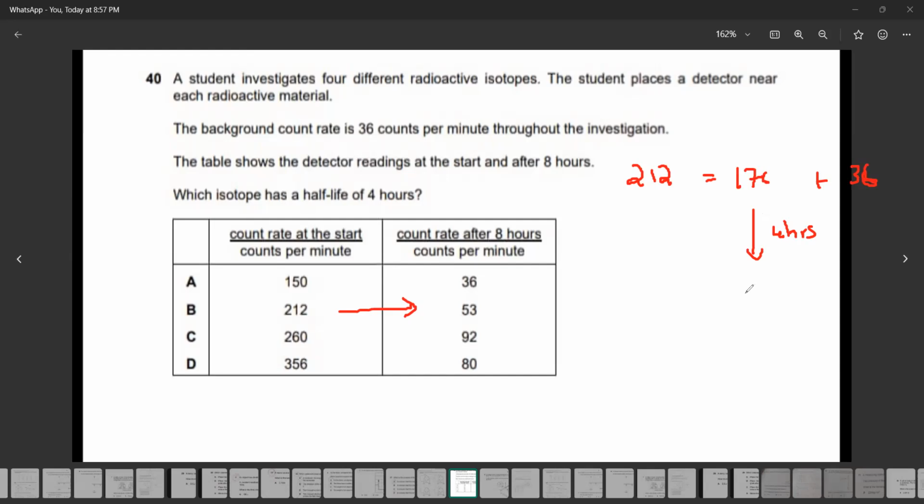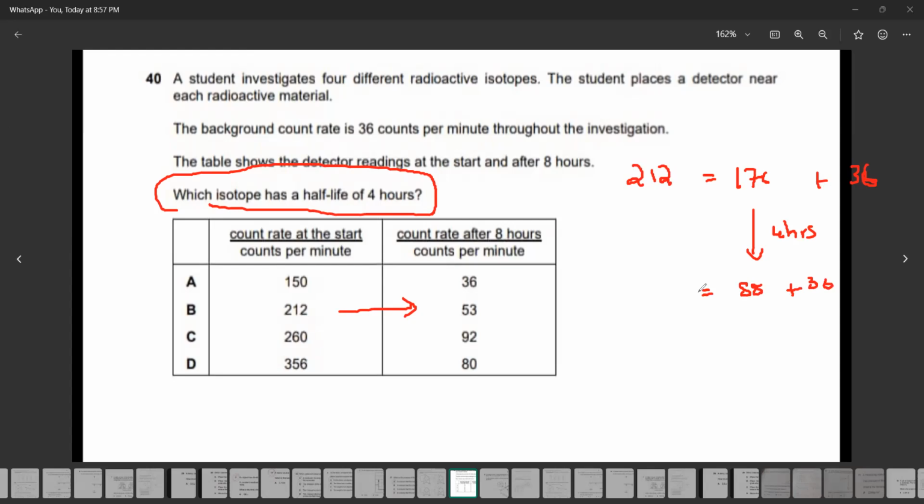How do we know that it is one half? We have to find which isotope has a half-life of 4 hours. So we are considering that if this isotope had a half-life of 4 hours, then what will the counts be after 8 hours? We do our calculation by considering a half-life of 4 hours. So 176 divided by 2 is 88.